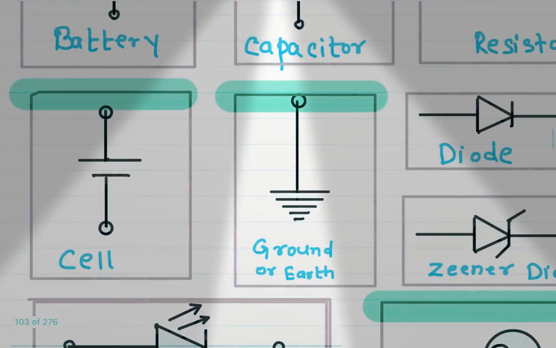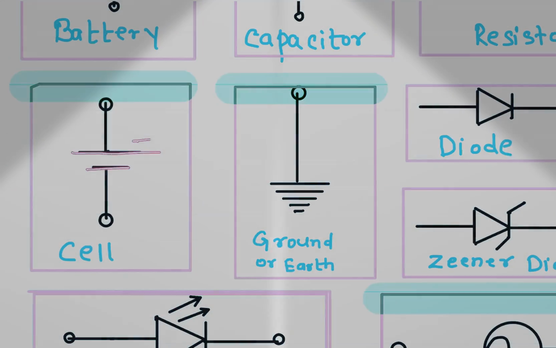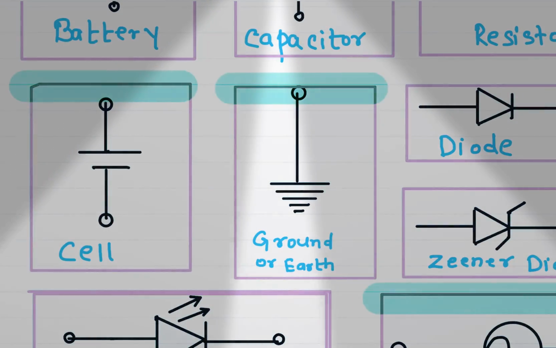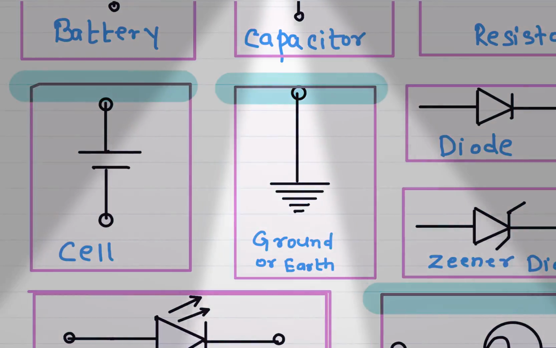And just one cell is again denoted this way. This is the positive and this is the negative terminal. So this provides the electric field or the potential difference in a circuit.